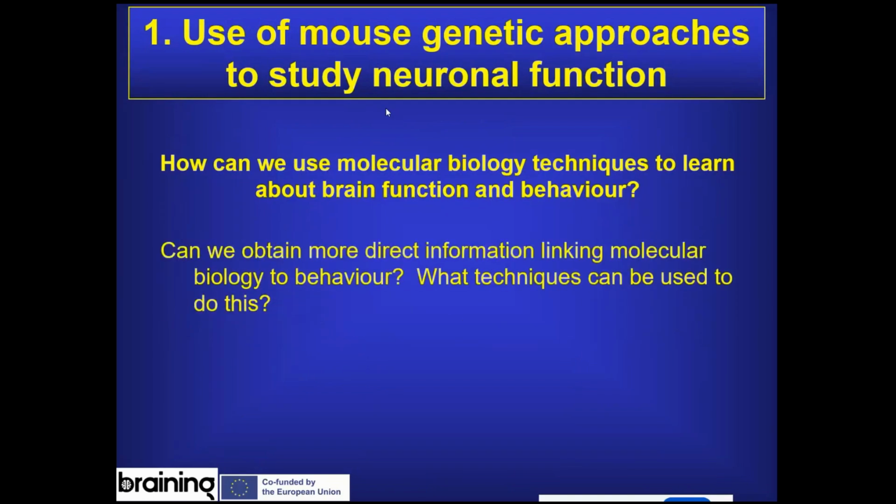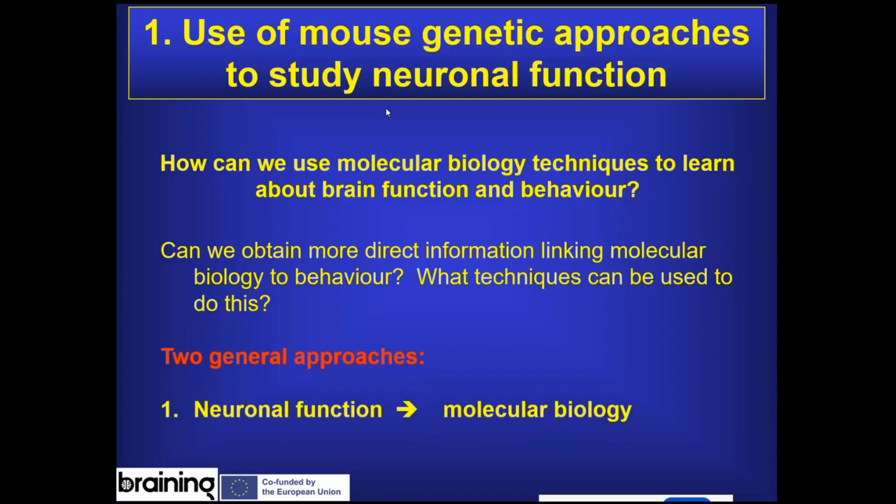So first, the big question of the lecture today is how can we use molecular biology techniques to learn about brain functions and behavior eventually? And can we obtain more direct information that links molecular biology to behavior? And what techniques can be used to do this? So as I said, there are two general approaches: from neuronal function to molecular biology, or from molecular biology to neuronal functions.